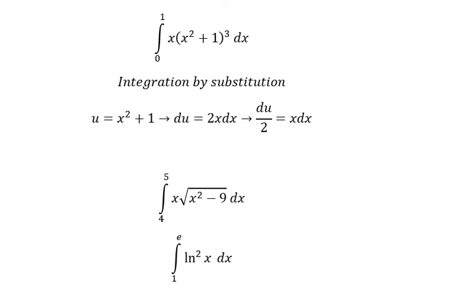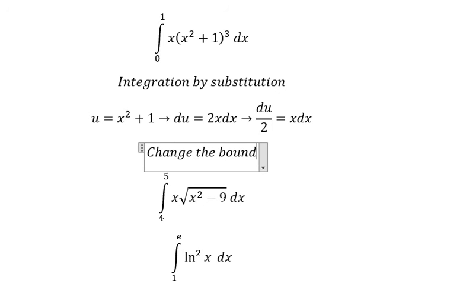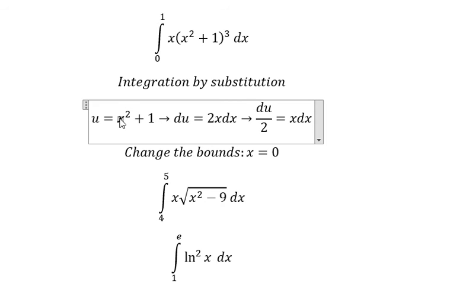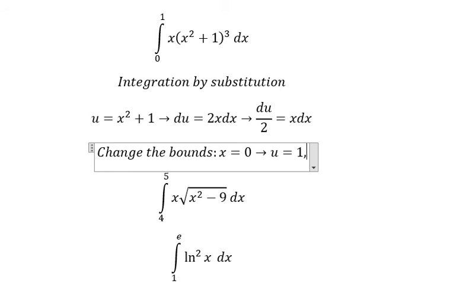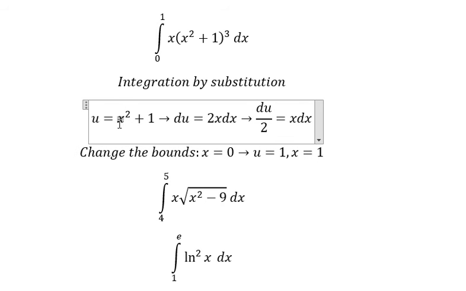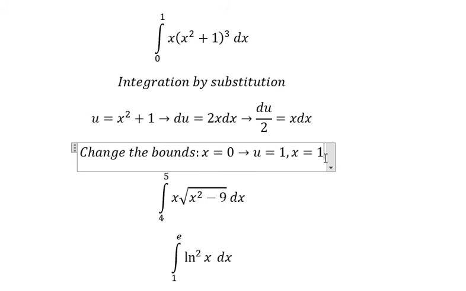Next, we need to change the bounds. When s equals number 0, I will put number 0 in here, and you get 0 squared plus 1, and we have u equals number 1. When s equals number 1, I will put number 1 in here, and we have 1 squared plus 1, and you have number 2.